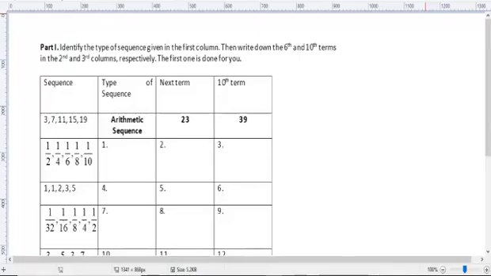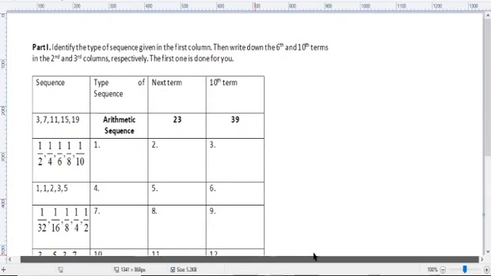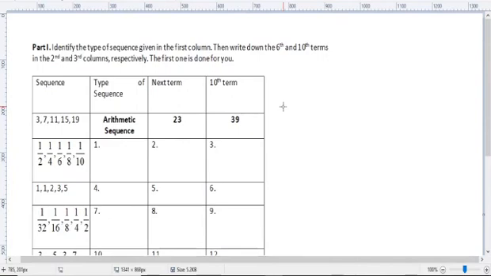Okay? So here we have a sequence: 3, 7, 11, 15, 19. Sabi niya, this is daw an arithmetic sequence. An arithmetic sequence is a sequence where the next term is obtained by adding a common difference.